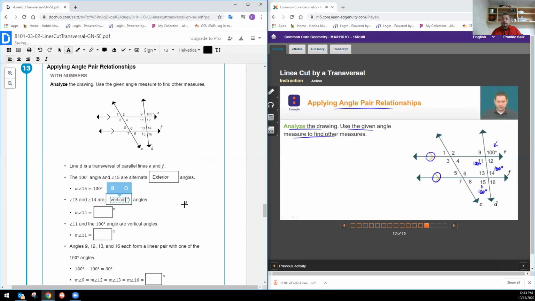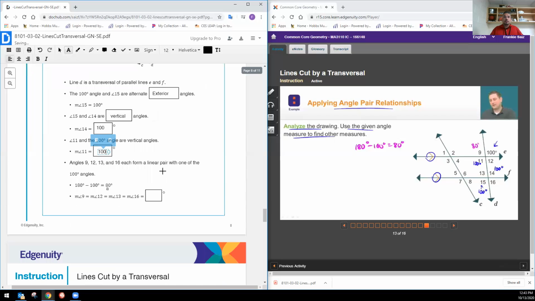Now take a look at the remaining angles on that transversal. I have angle 9, 12, 13, and 16. And I can see that they form a linear pair with one of the 100-degree angles I've identified. A linear pair means two angles that are supplementary. So I can take 180 degrees, subtract the 100 degrees that I know, and I'm going to get 80 degrees left. Therefore, angle 9, angle 12, angle 13, and angle 16 all have a measure of 80 degrees.